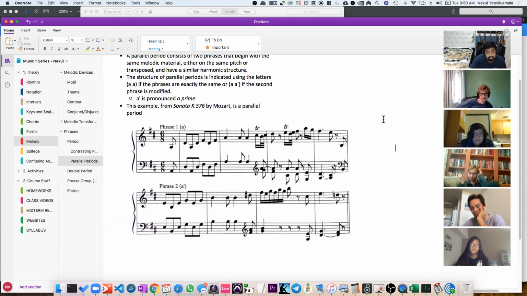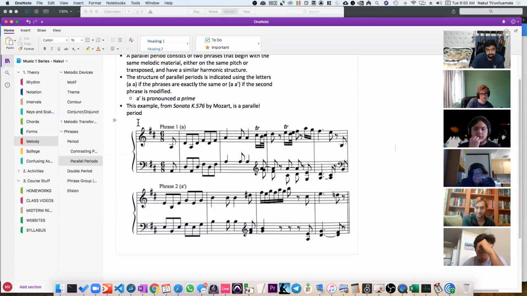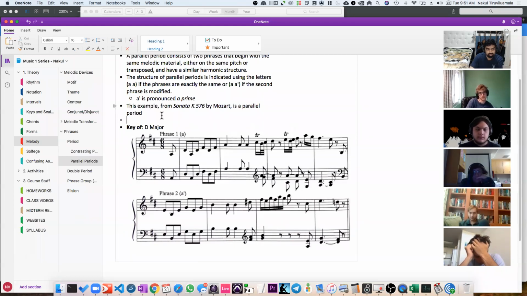Right, it has an incomplete cadence. The reason I know it's an incomplete cadence is this. Let's actually figure this out together as a class. So what key are we in? D major. D major, okay. So key of D major. Great. Okay, now let's check this out.